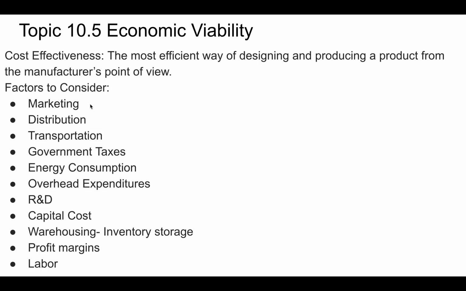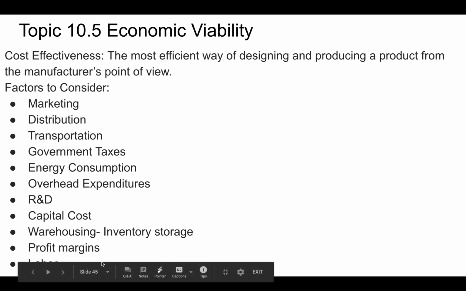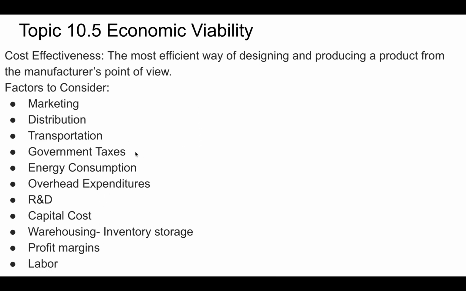So like, the manufacturer needs to consider the cost of marketing. How expensive will it be to market your product? How about distribution? Is it expensive to distribute your product? Transportation, how much is it going to cost to transport your product? These are all things that go into the cost of a product, right? Government taxes, energy consumption, overhead expenditures. These are things like rent and anything that is a sort of a standard cost that you'd have.